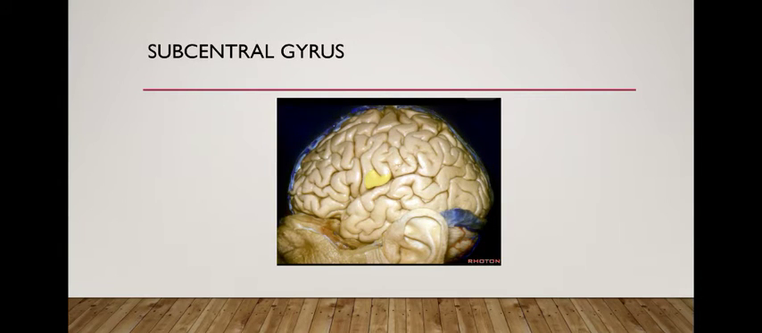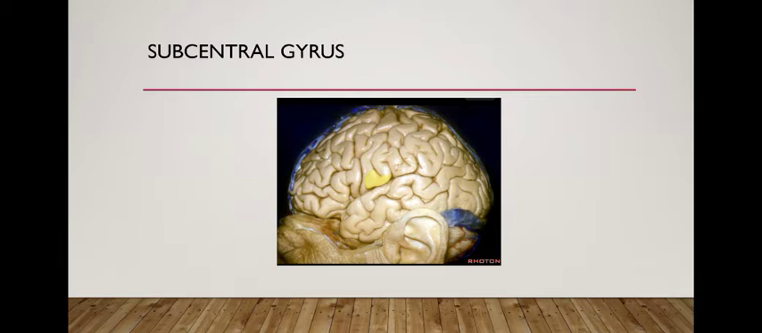Now here another important concept has been highlighted. You can see that the central sulcus does not open all the way within the sylvian fissure, but there is a small gyral bridge that is not letting the central sulcus open within the sylvian fissure. This gyral bridge is known as the subcentral gyrus.